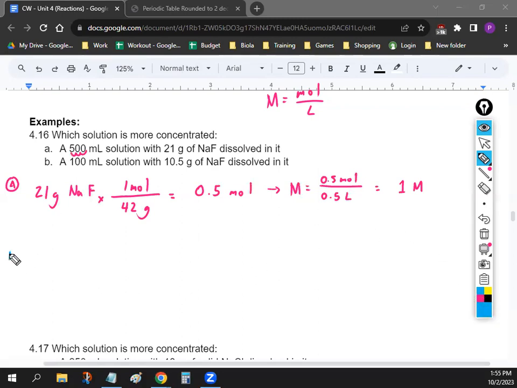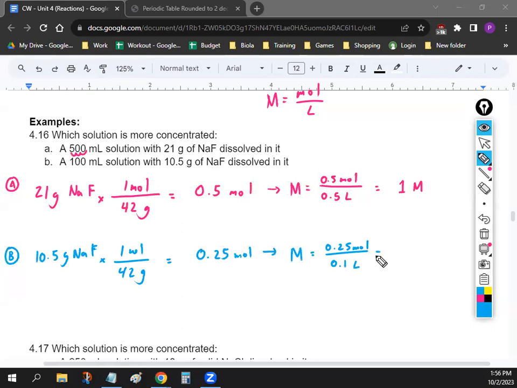Alrighty, let's take a look at solution B. Same thing with solution B, except this time we have 10.5 grams of NaF. Same molar mass, 42 per 1 mole. And this time you'll get 0.25 moles. So you have less solute in solution B. However, because the volume is also smaller, it'll be 0.25 moles divided by 0.1 liters. You're going to get 2.5 molarity.